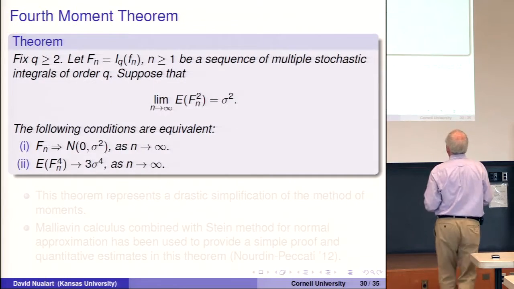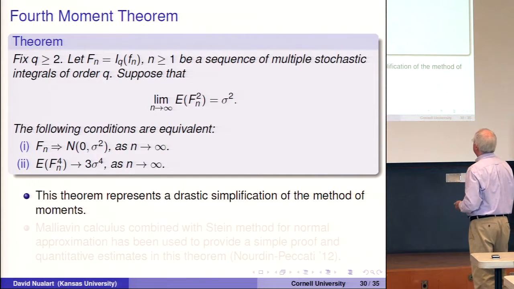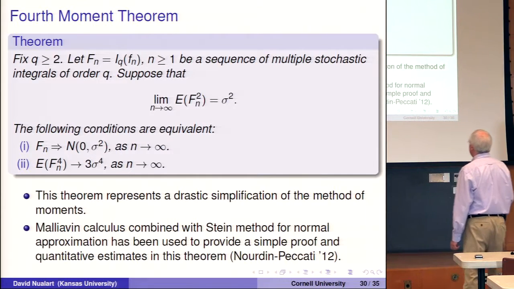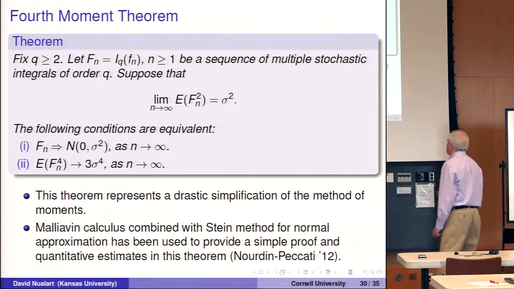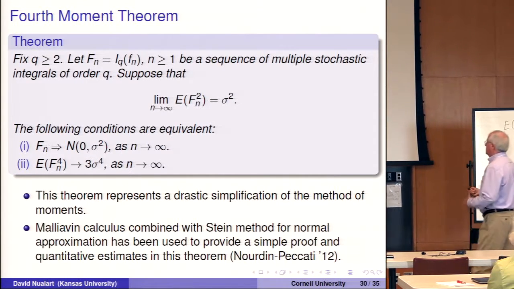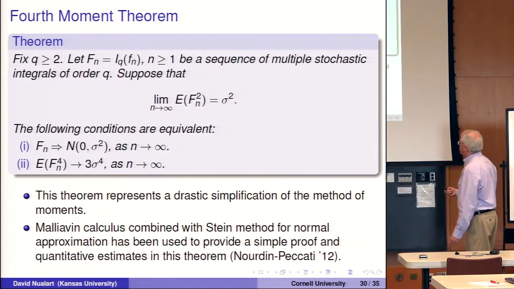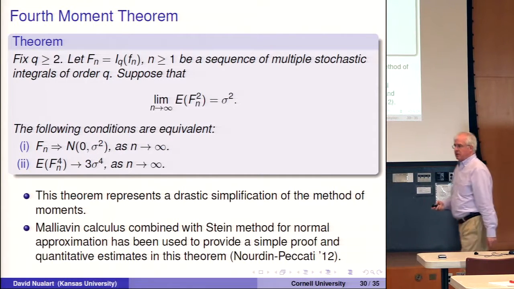And then the fourth moment theorem, here it is, for a sequence of multiple integrals. We apply this theorem with q equal to 2, and then given convergence of the moment of order 2, convergence in law to a normal distribution is equivalent to the convergence of the moment of order 4. And actually, this fourth moment theorem was extended by Nourdin and Peccati using a combination of Malliavin calculus and Stein's method. But that's another topic.